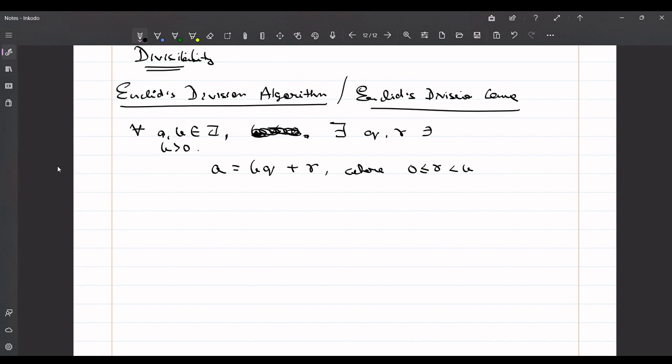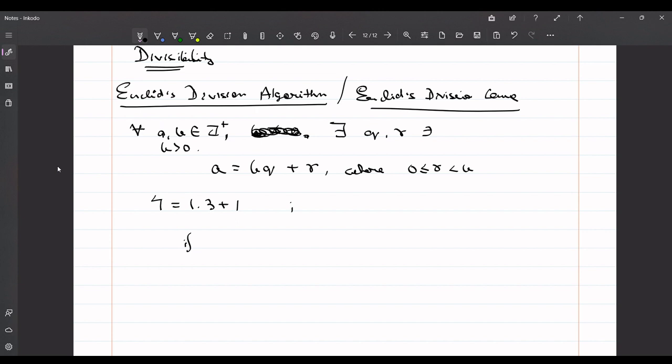For example, you have 4. So 4 can be written as 1 into 3 plus 1. Right? We generally talk about positive numbers only. The major discussion about number theory is related to natural numbers. Very simple. Okay? Positive integers, natural numbers.